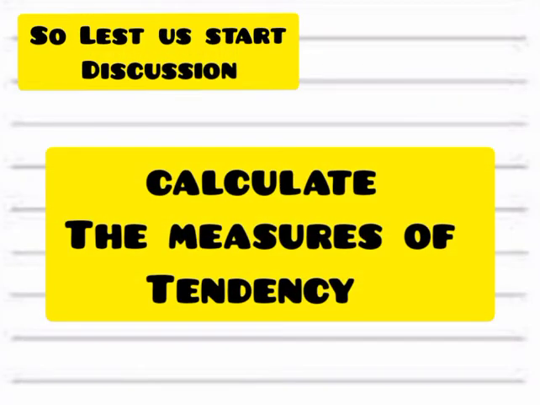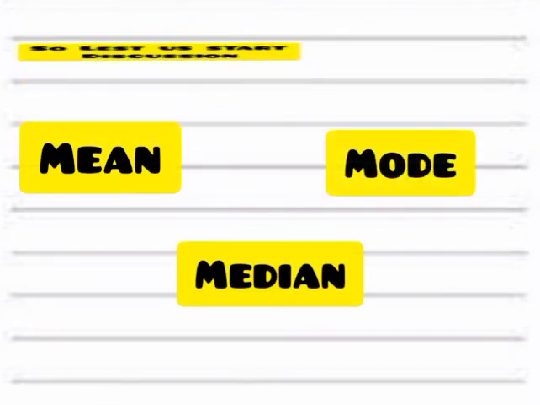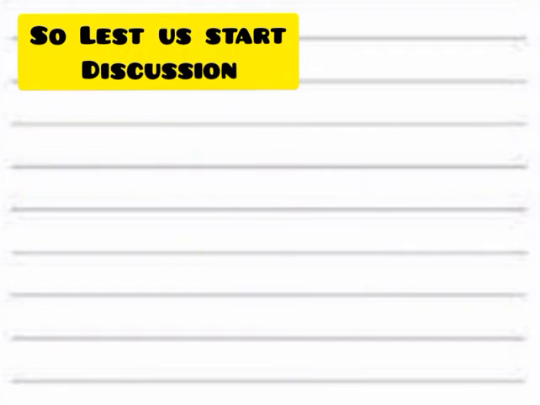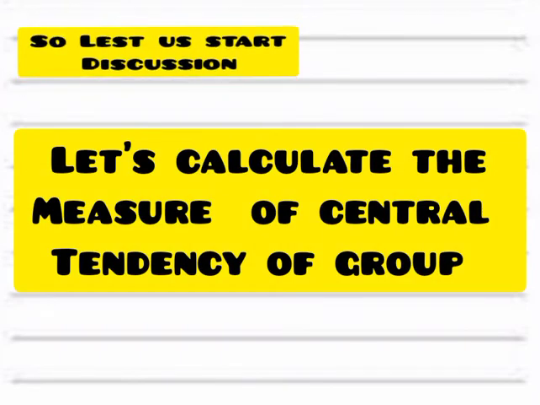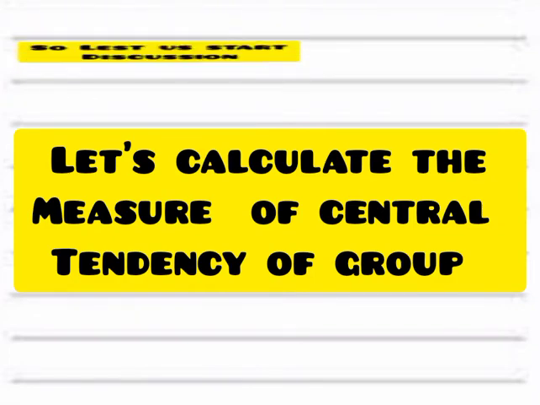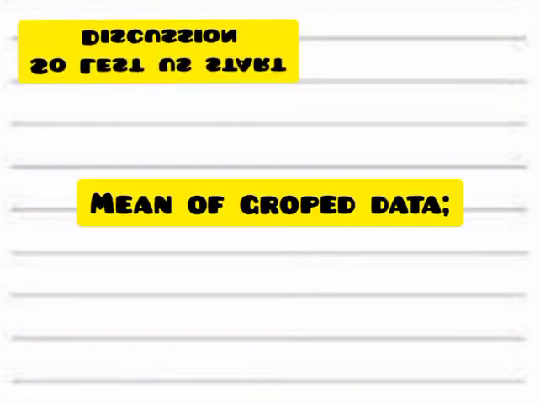Today I will discuss the topic measures of central tendency and how to compute the mean, median, and mode of grouped data. So let us start our discussion by defining the lesson objectives. We will calculate the measures of central tendency of grouped data: mean, median, and mode. So let's have the mean of grouped data.